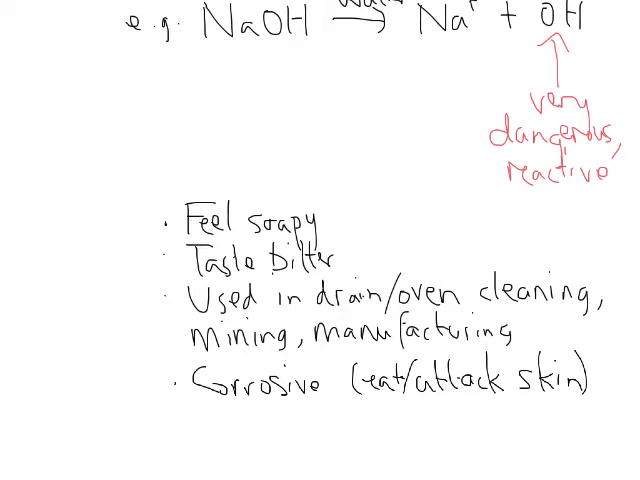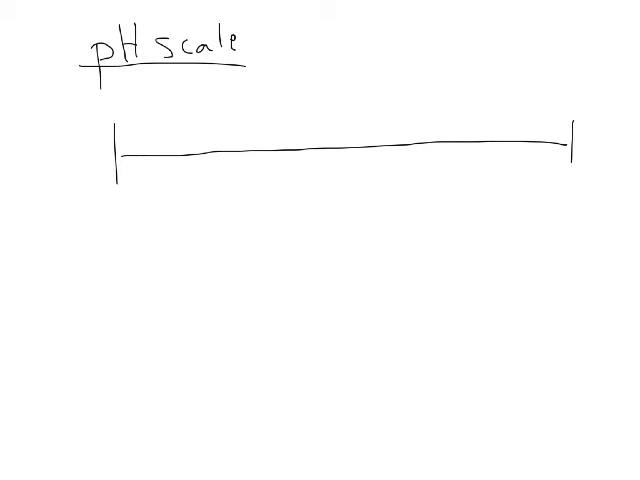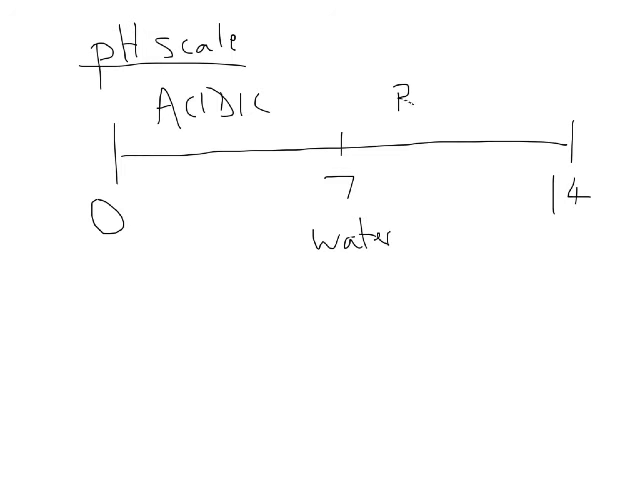Okay, I just want to talk about the third idea this week, which is the pH scale. The idea of the pH scale is that it goes from 0 to 14. Water's sitting in the middle on 7. This is the acidic region of the pH scale, the low numbers, and the high numbers are the basic region.